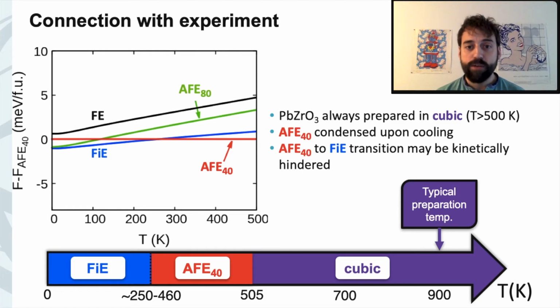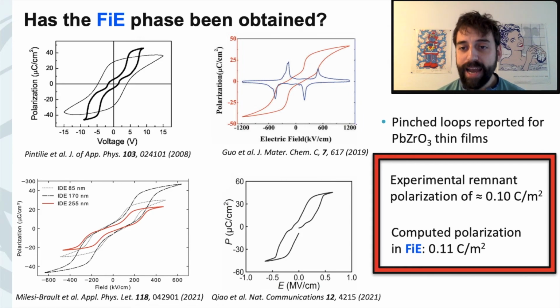Now finally, we asked ourselves the following question. Has the ferroelectric phase already been obtained? Now in this slide, I am showing 4 experimental works reporting PE loops of thin films of lead zirconate with non-zero remnant polarizations, and in some cases even with a central bubble that is compatible with ferroelectric behavior. Now the reported remnant polarizations are close to 0.10 coulombs per meter square, which is quite close to the computed spontaneous polarization of the ferroelectric phase. So overall, this means that the ferroelectric state may have been already stabilized, but not recognized as such.